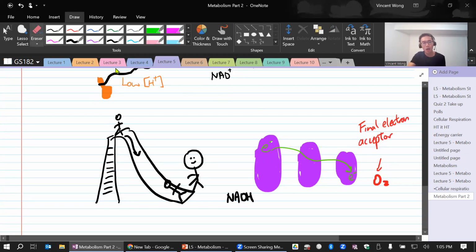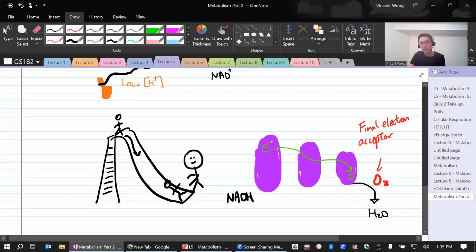Its job is to pull the electron away, and when it does that, it actually becomes H2O. It will pick up hydrogen in the matrix as well, and then it becomes H2O. That frees up the ETC so the next electron can go, and you can maintain the electron flow. That's why we need to breathe. If we don't have enough oxygen, the parent is not there to pull away the kid. The oxygen is not there to pull away the electron. The whole ETC gets clogged up.